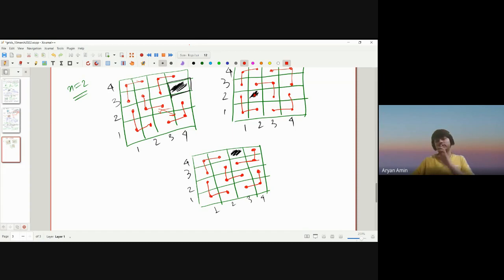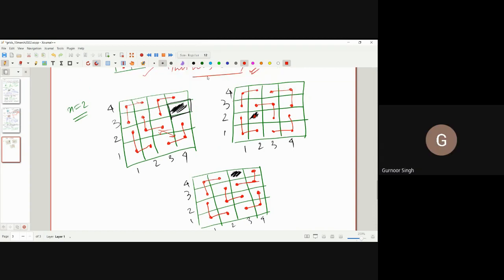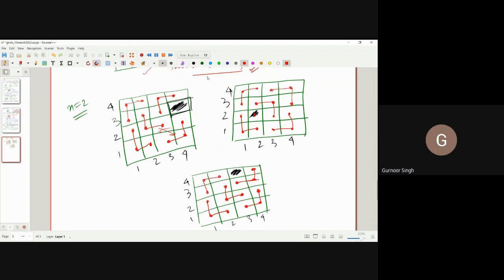So do you see anything in common from the three that we have done until now? Can you see how you can use the n equals 1 case to solve the n equals 2 case? Yes. Okay, go on.